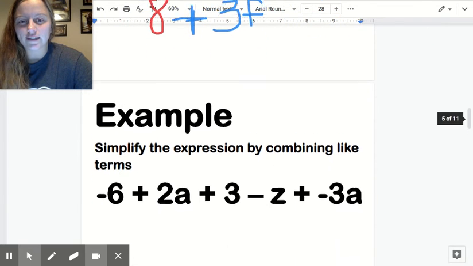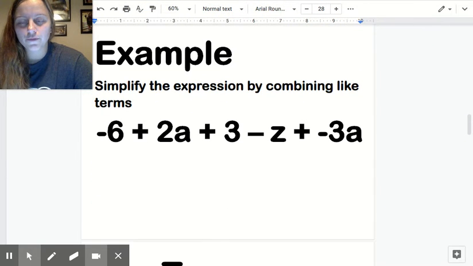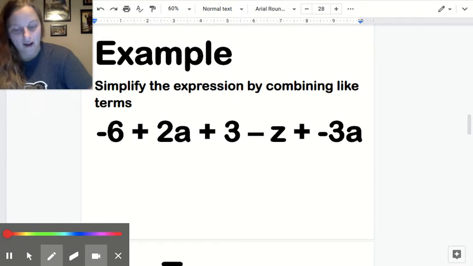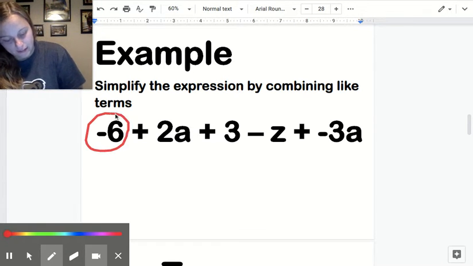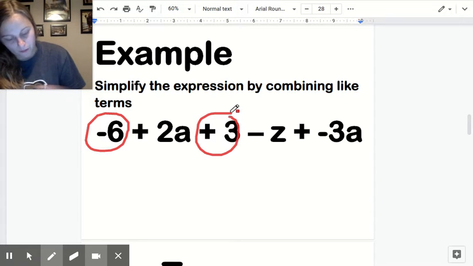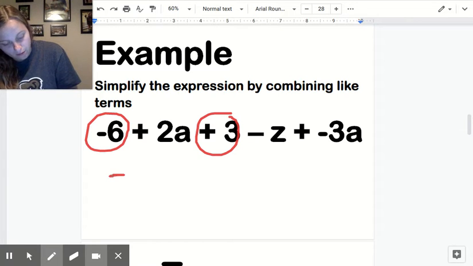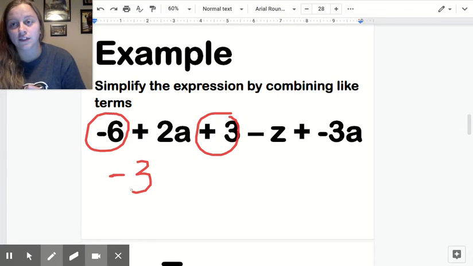Go ahead and look at another example. This one's a little bit longer. I'm going to start here with my constants, just like I did last time. I have a negative 6, a positive 3, and it looks like that's it. So negative 6 plus 3 is really going to give me negative 3 because they're different signs, so I find the difference and I keep the sign of the higher number.